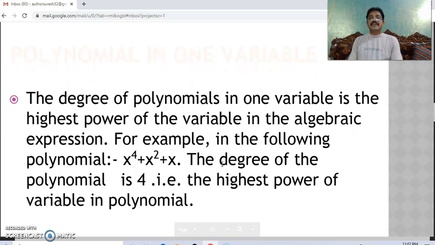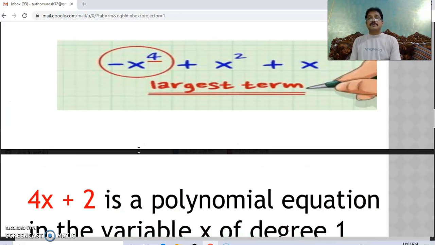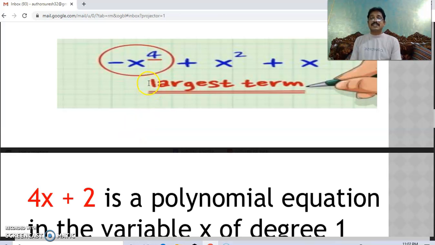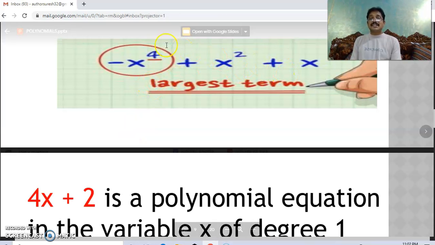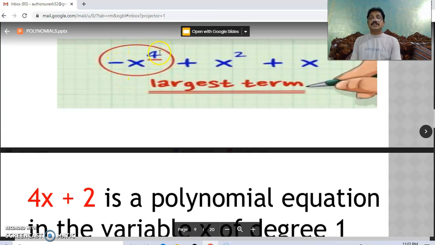Okay, children. The degree of a polynomial in one variable is the highest power of the variable in the algebraic expression. For example, in the polynomial x to the power of 4 plus x square plus x, the degree of the polynomial is 4 here. The reason is the highest power is 4. Hence, the degree of the polynomial is 4. Okay. Now come to one more example. Are you observing this one? Here minus x to the power of 4 plus x square plus x. The largest term is x to the power of 4 with respect to its power. Hence we will call the degree of the polynomial 4.